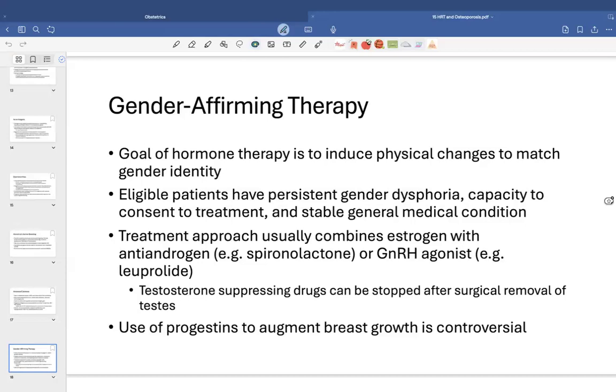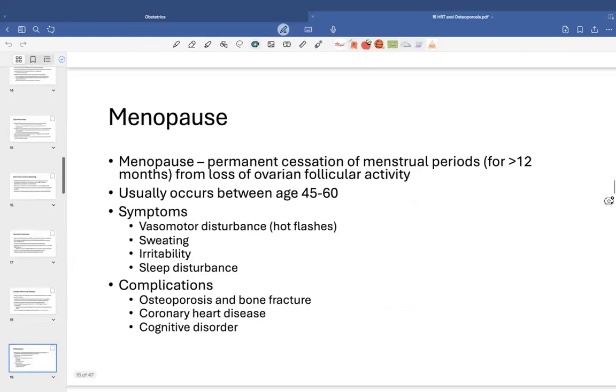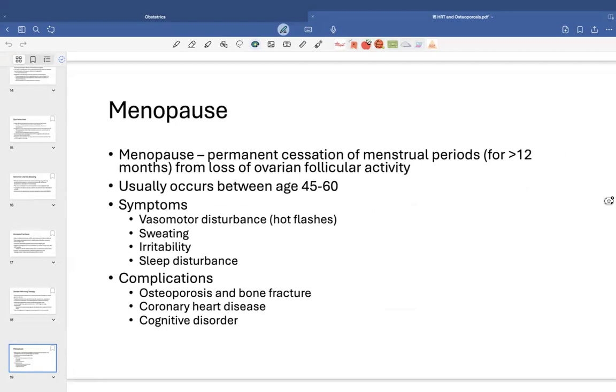And finally, really what you generally think of when it comes to estrogen replacement other than contraception is menopause. Menopause, of course, is where women of age experience a permanent cessation of their menstrual periods. Menopause is defined when there's a continuous period of 12 months without menses. It comes from a loss of ovarian follicular activity in middle-aged women, typically between ages 45 and 60.